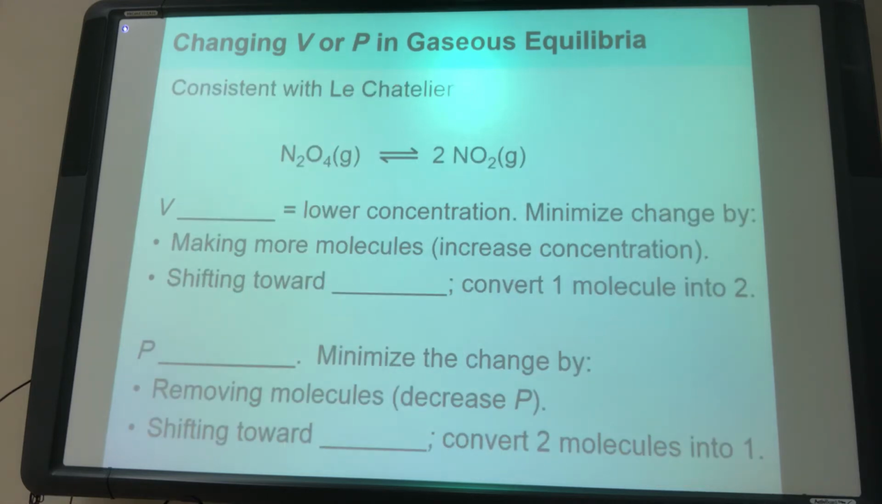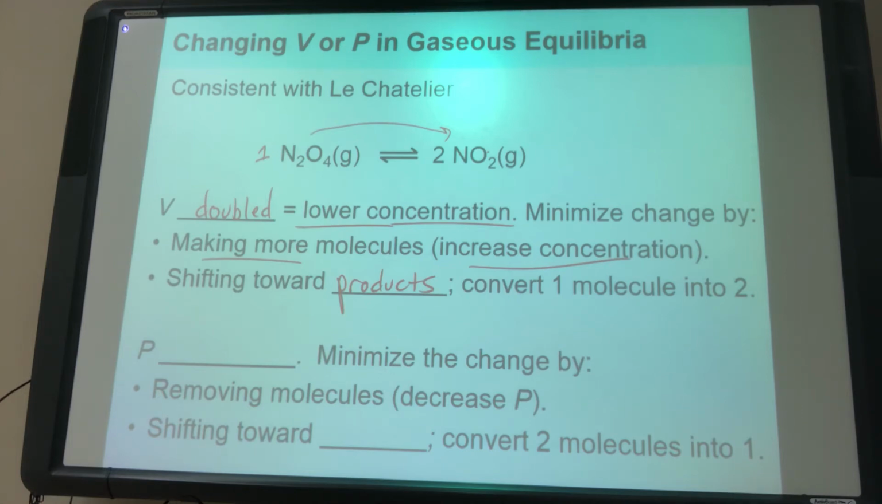All right, so here's my reaction. If the volume doubled, I'm going to have a lower concentration, and so I want to minimize that change. So I want to try to increase the concentration. So to minimize it, I want to increase my concentration. So I want to make more molecules. So I want to shift to where I have more molecules. So here's 1 molecule, here's 2. So I want to go towards the side that has more molecules. So I'm going to shift towards the products, because I'm going to go from 1 molecule to 2.